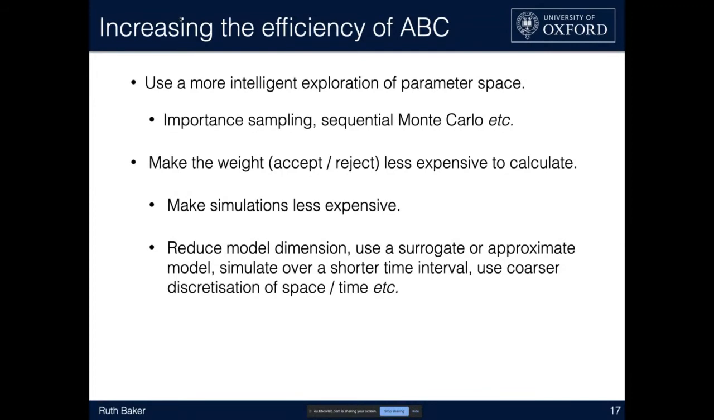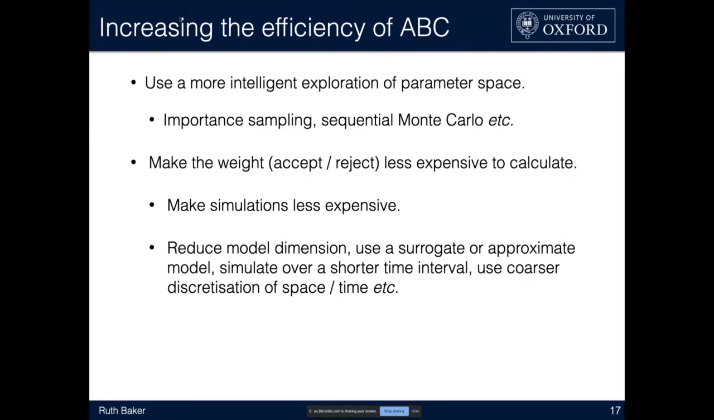So one obvious way in which you can do that is to make simulations less expensive. You can optimize your code, and you want to do that anyway. But another way in which you could do this would be to transform the model in some way. So you might want to reduce the dimension of the model or use a surrogate or approximate model. You might think that you could get away with simulating over a shorter time interval, or even just use a coarser discretization of space and time.